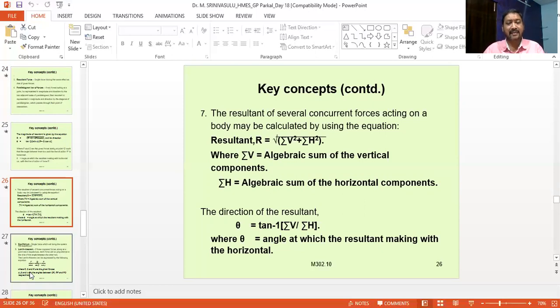Then the resultant can be found: R is equal to square root of sigma V square plus sigma H square, and the direction of the resultant can be found: theta is equal to tan inverse of sigma V by sigma H. So here theta is the angle made by the resultant with the x-axis.